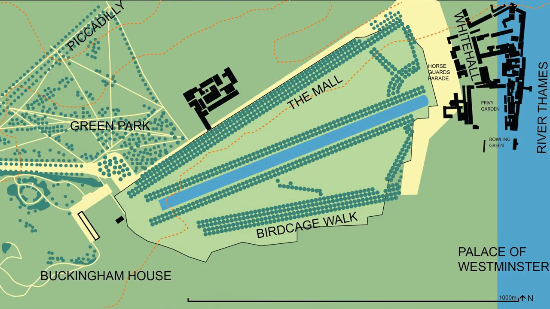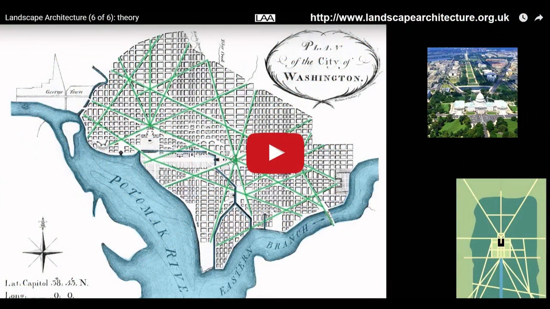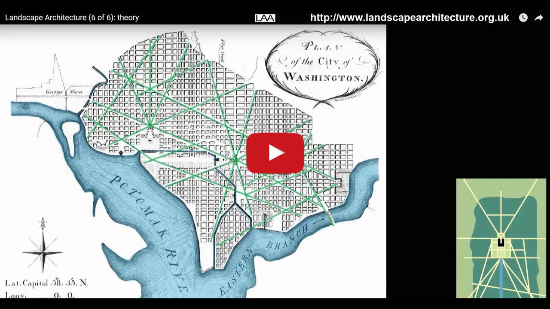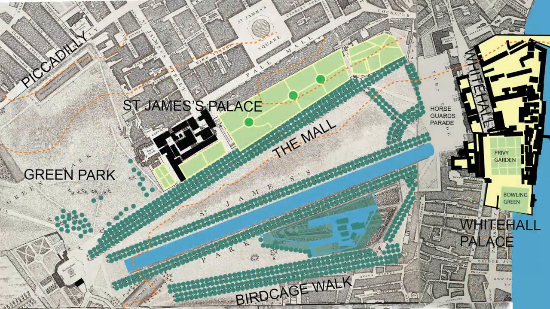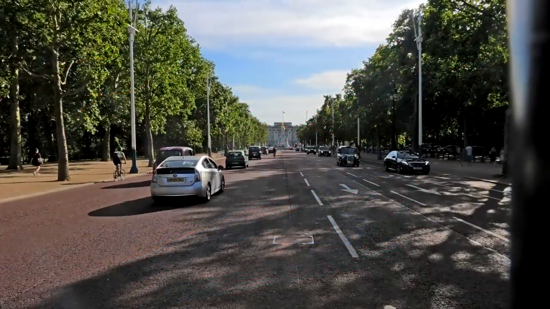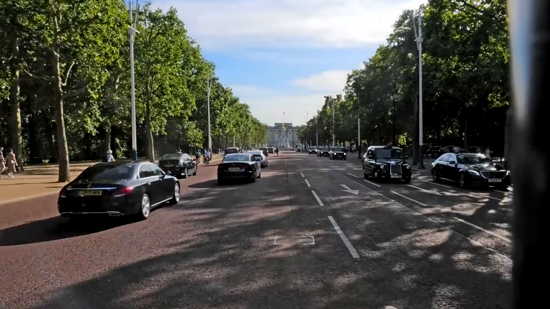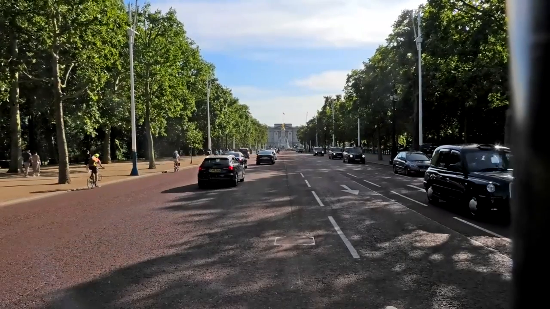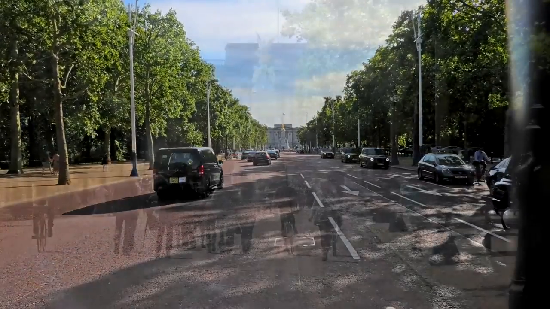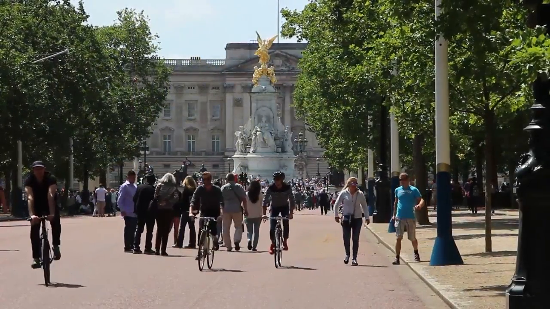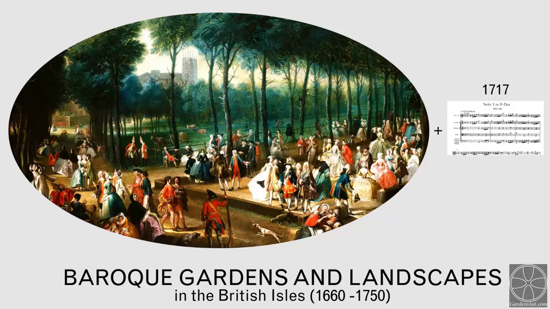London's first avenues were in its royal parks. Pierre Longfort's avenue plan for Washington, D.C. was drawn up in 1791, and London's Mall was changed from a park walk to a ceremonial avenue in 1913. As shown in the following video, most English avenues were additions to Renaissance gardens.